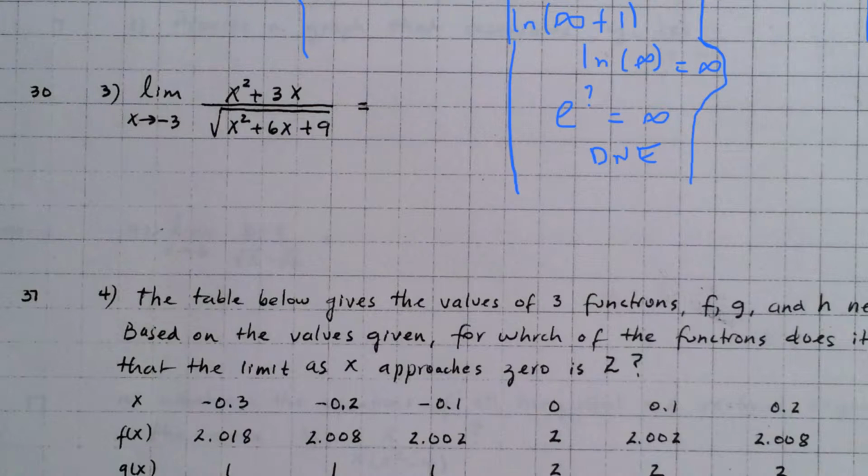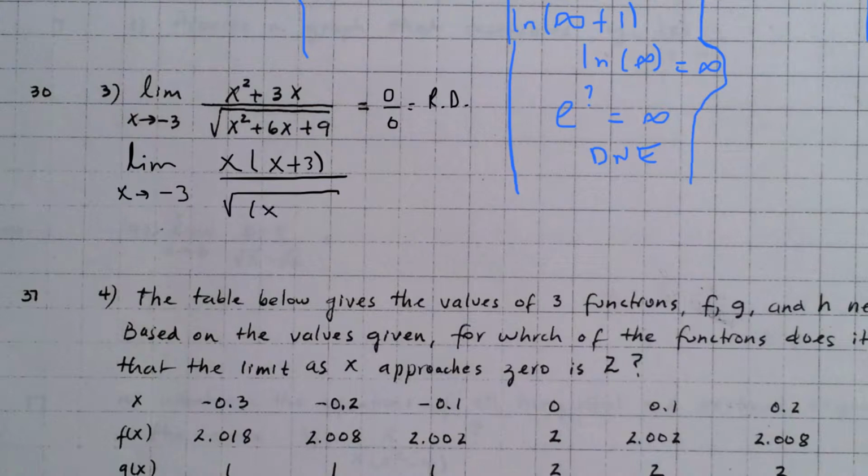And here, if you plug in a -3, you'll notice that you'll get 0 by 0, a removable discontinuity. So try and factor. You can factor the numerator and get x times x plus 3. When you factor the denominator, it'll be square root of, and that also factors inside to x plus 3 squared.